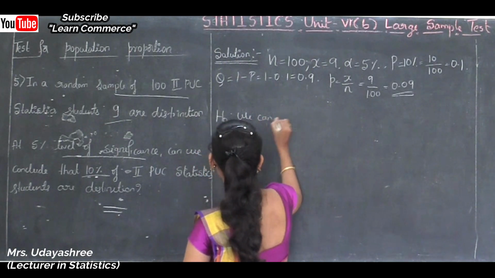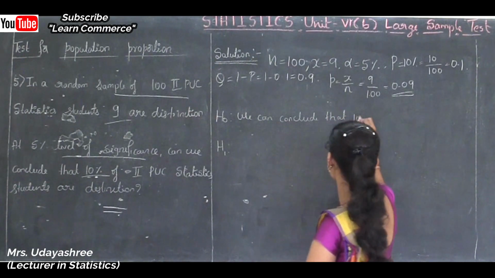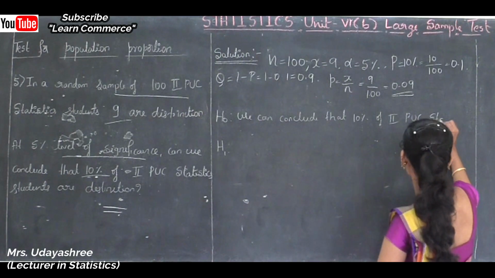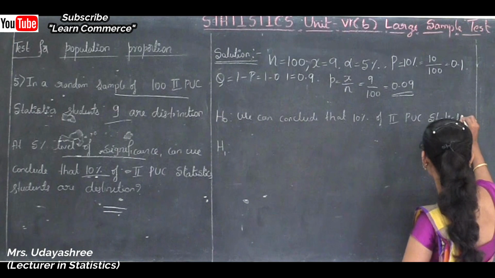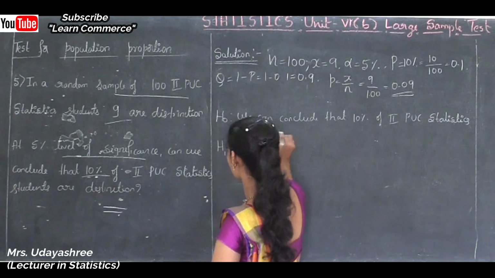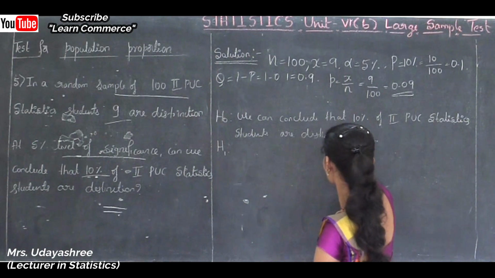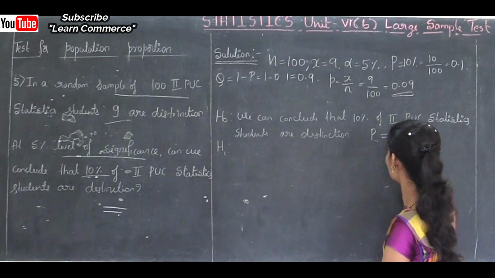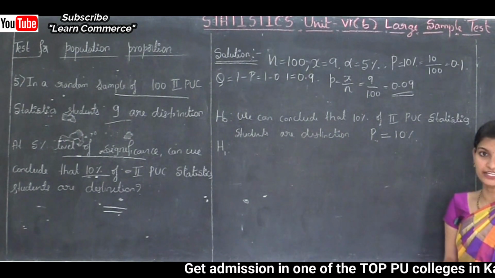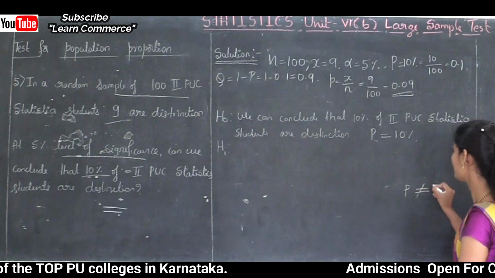So H0, we can conclude that 10% of second PUC statistics students are distinction. That is, P is equal to 10%. See, here null hypothesis is equal to type. Then what is alternative hypothesis? Alternative hypothesis is not equal to type. P not equal to 10%.